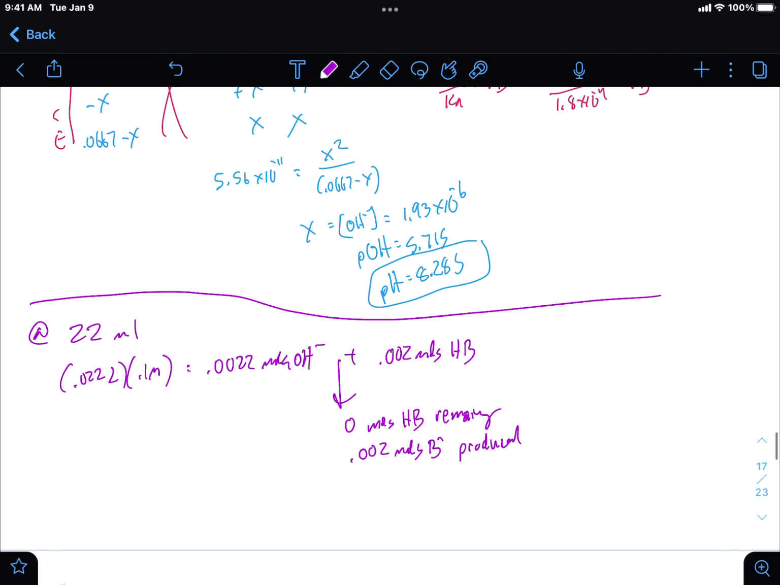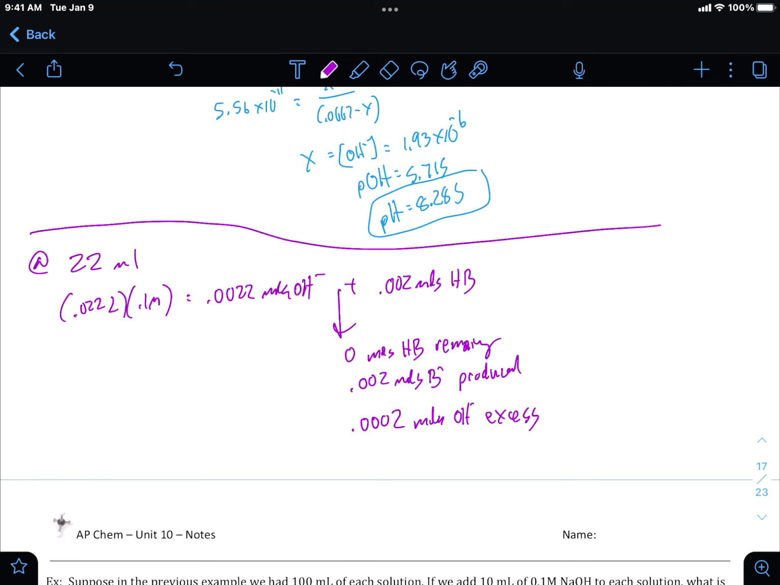And do you see that there will be 0.0002 moles of OH minus in excess? Right? 0.0022 minus 0.002. We added more base than we needed to neutralize the acid. So now we're dealing with excess base. All right. So because of that, let's calculate. All of your pH calculations are based on the excess.